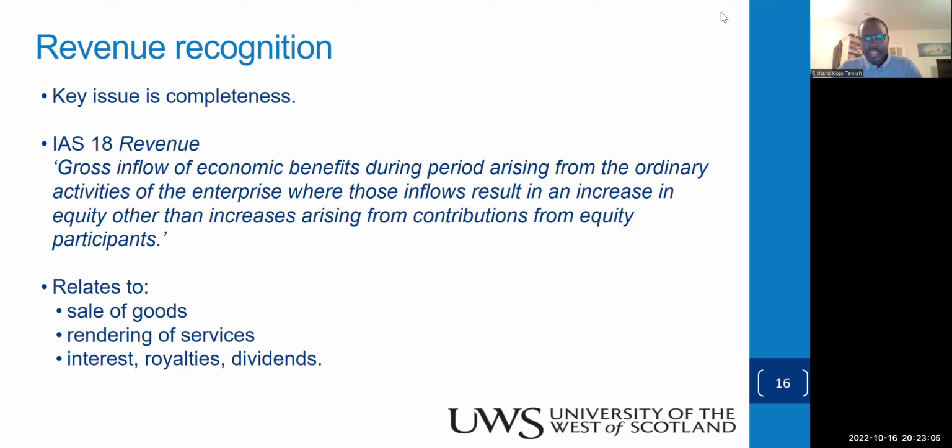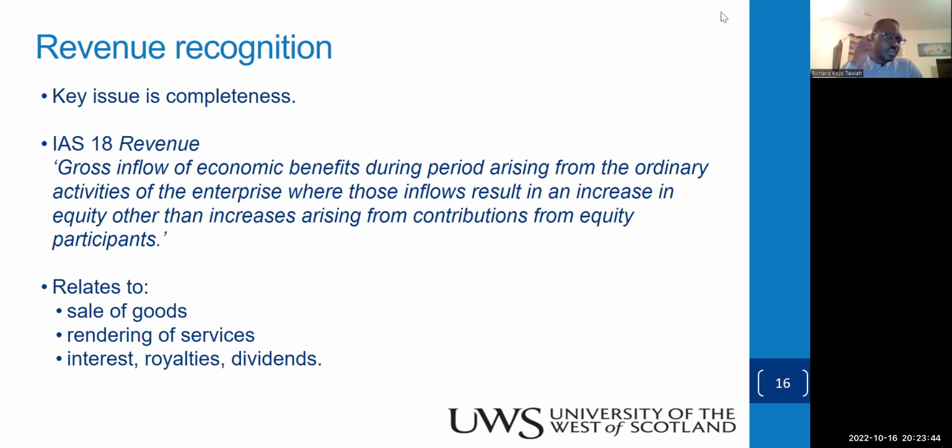IAS 18 says that revenue is any gross economic inflow which arises from ordinary activities of the company. This inflow will result in an increase in our equity, not as a result of somebody contributing extra equity, but because this revenue will finally drill down to become a profit and become what? Retained earnings, which will add up to our equity. That's what IAS 18 is talking about. And it has three legs: sale of goods, rendering services, and interest, royalties, and dividends.